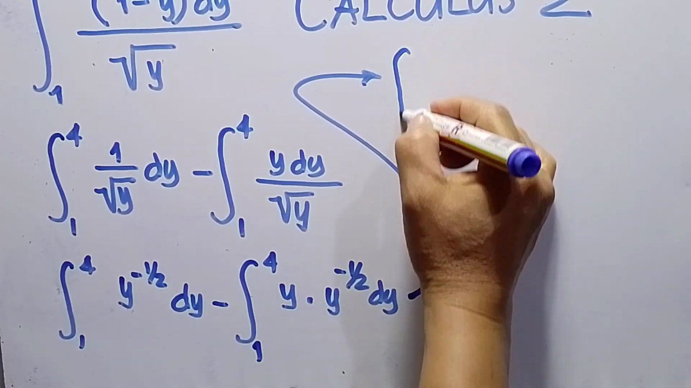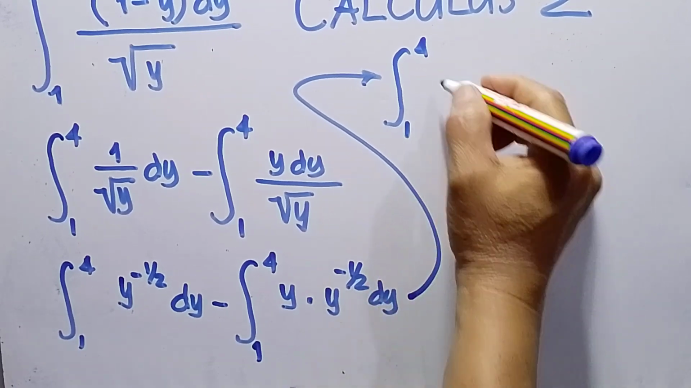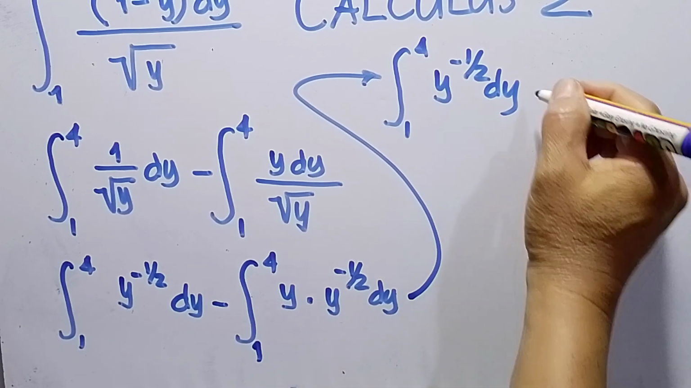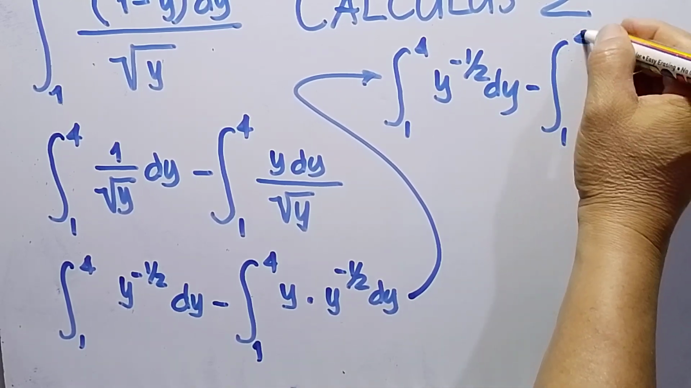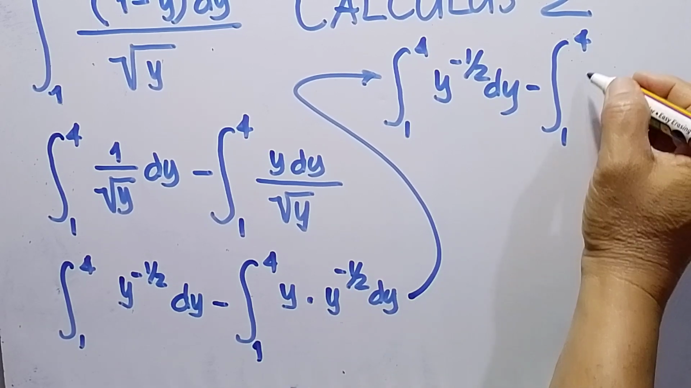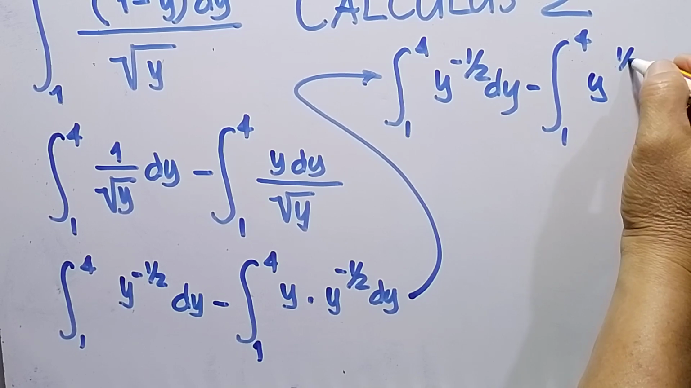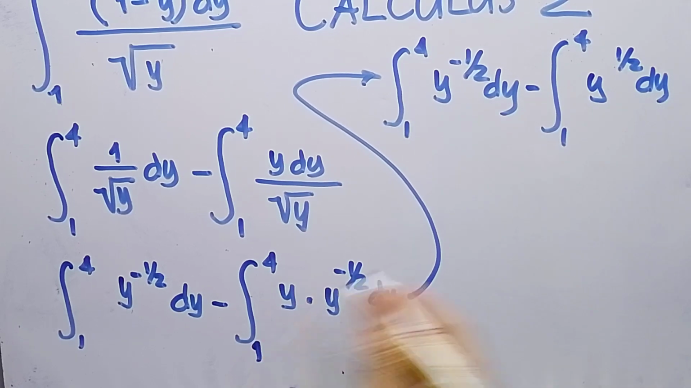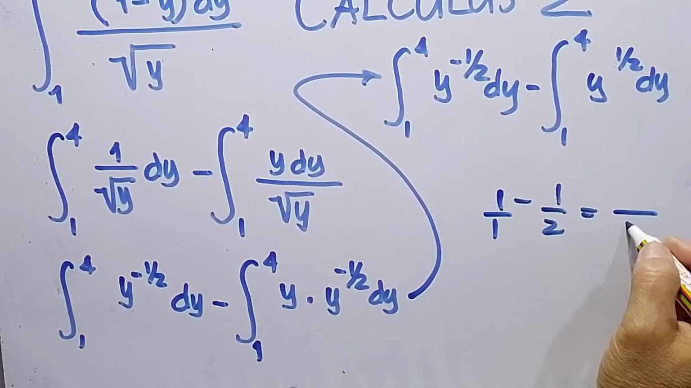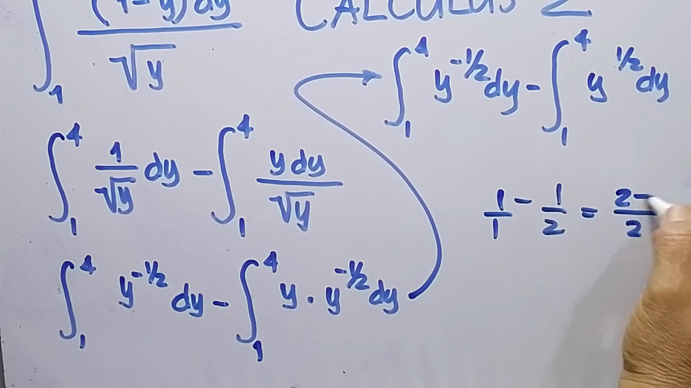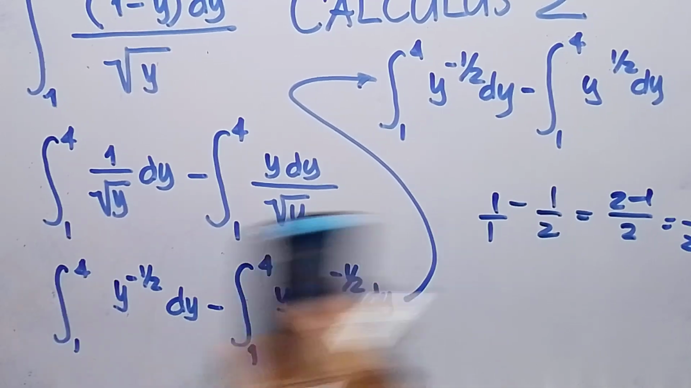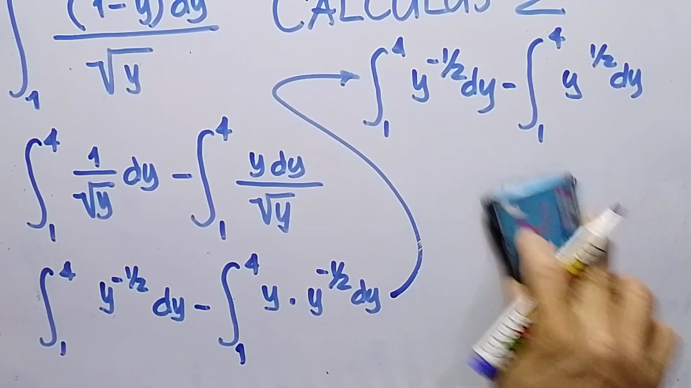So I have here the integral from 1 to 4 of y raised to negative 1/2 dy. And then for the next, the integral from 1 to 4, combine this one: 1 minus 1 over 2, so this will be y raised to 1/2 dy. Because 1 minus 1 over 2, our LCD is 2: 2 divided by 2 is 1 times 1, minus 1, so this will be 1 over 2. So I have here y raised to 1/2 dy.